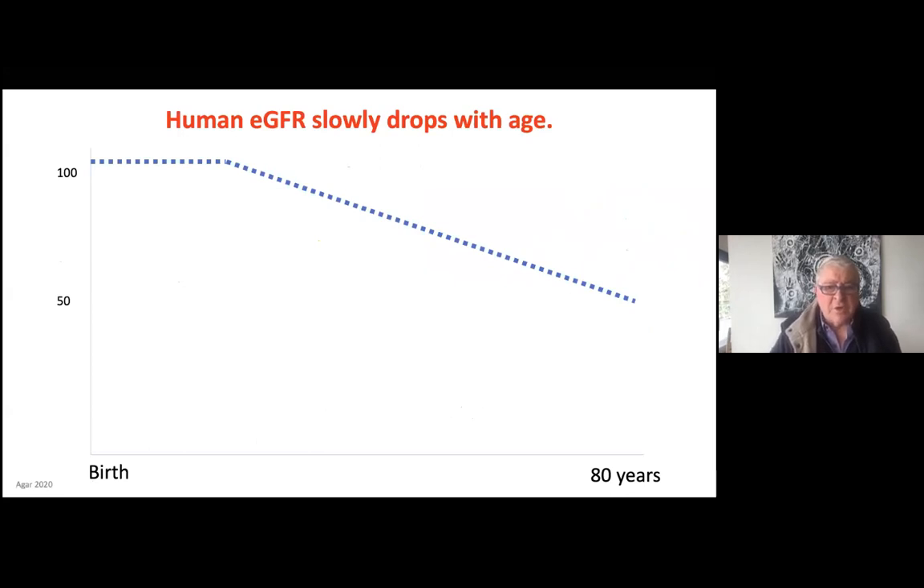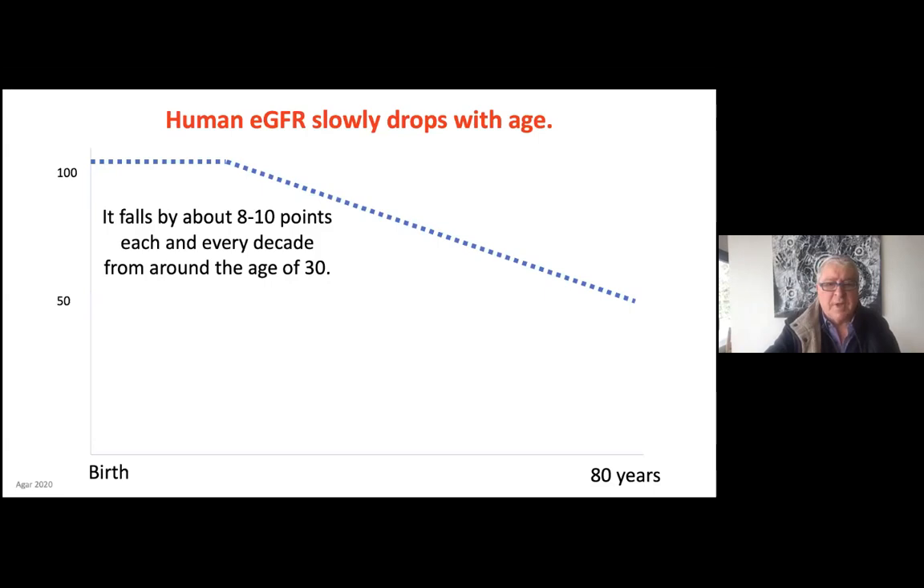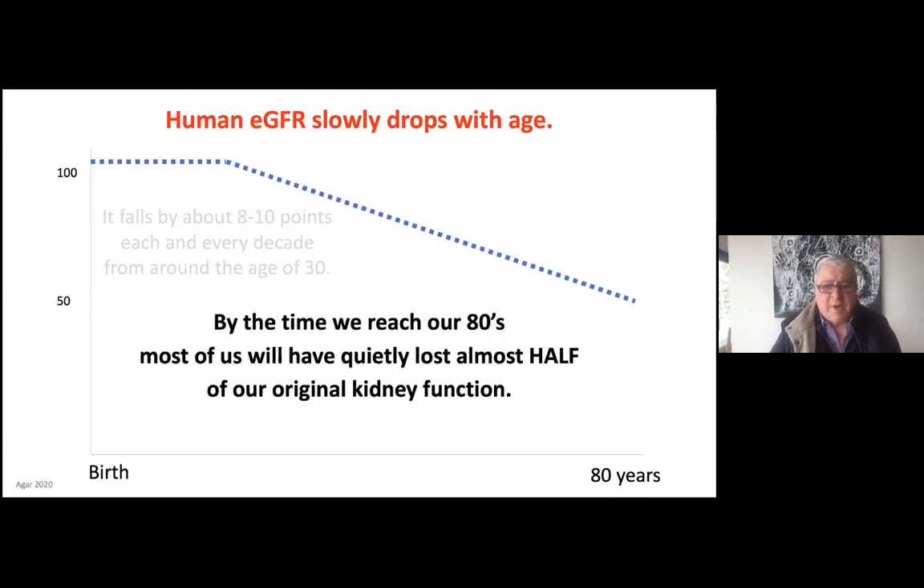We know that human kidney function, eGFR, drops with age. We actually maintain a normal 100%, if you like, eGFR through to perhaps around the age of 30. Can be the late 20s, can be the early 30s, but somewhere around the beginning of our fourth decade of life, our kidney function slowly begins to decline. And it falls in the normal person between about 8 to 10 points each and every decade from around the age of 30. By the time we reach our 80s, most of us will quietly in the background have lost almost half of our original God-given kidney function.